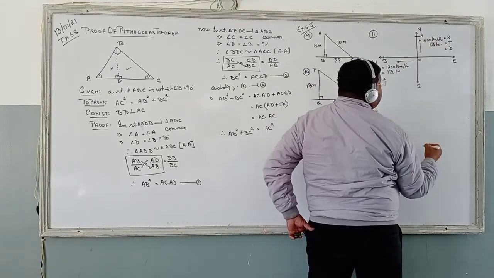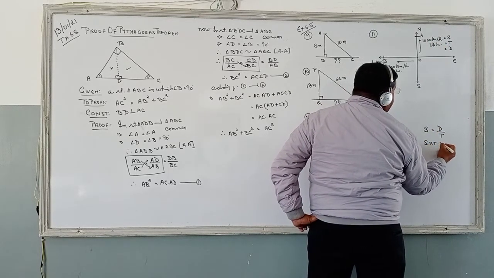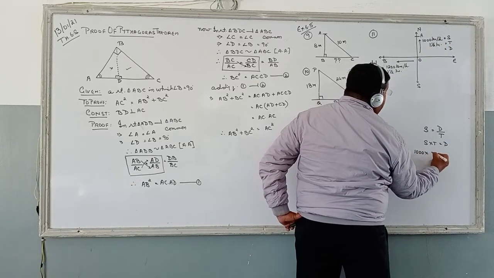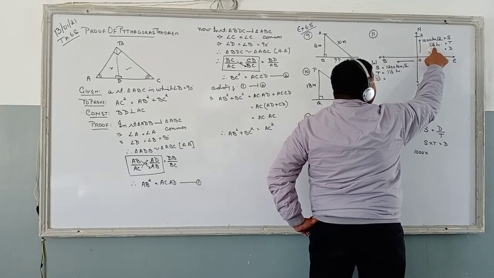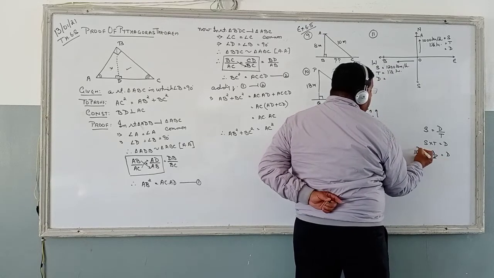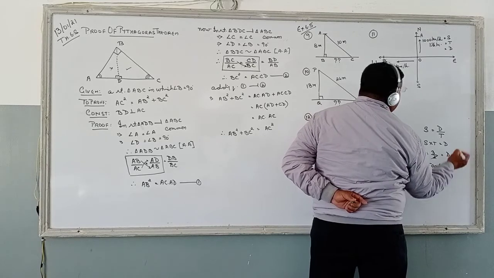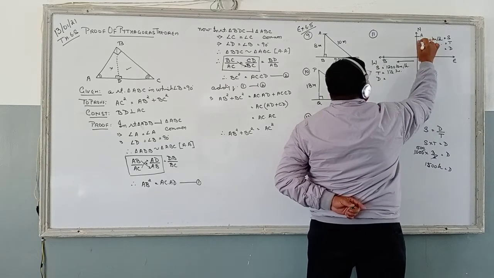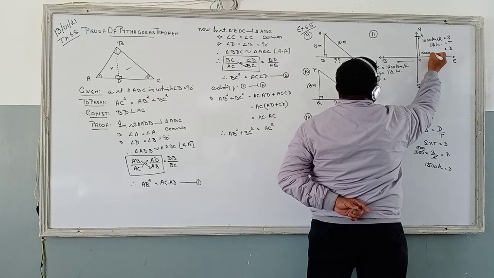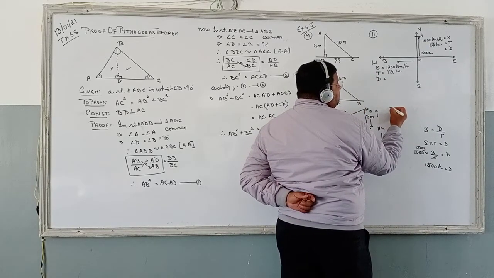So we know the formula for distance. Speed is equal to distance upon time. So speed into time is equal to distance. What is the speed? 1000 kilometers per hour into 1.5, that is 3 by 2 hours. 2 1s are 2, 5s are 5, 3s are 1500 kilometers. How much is this distance OA? 1500 kilometers.